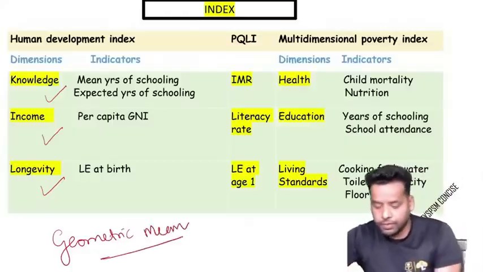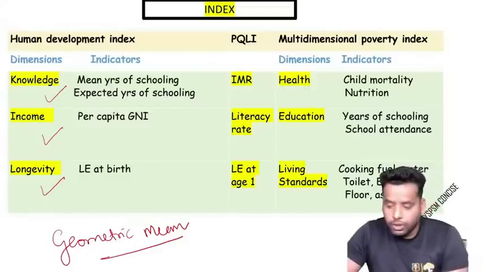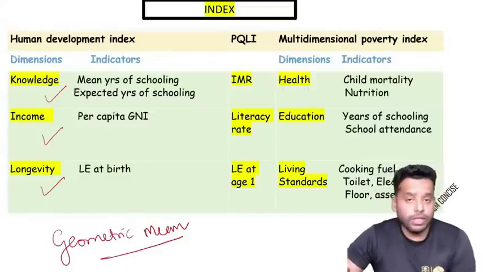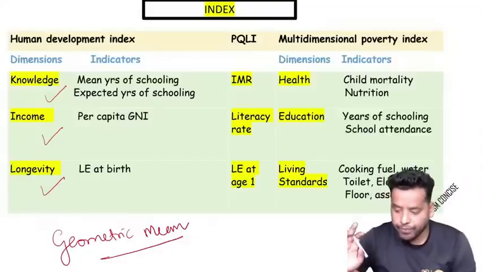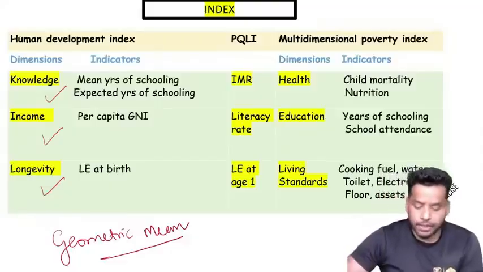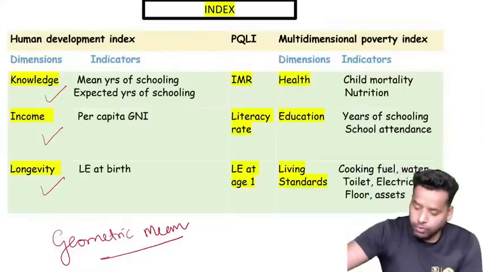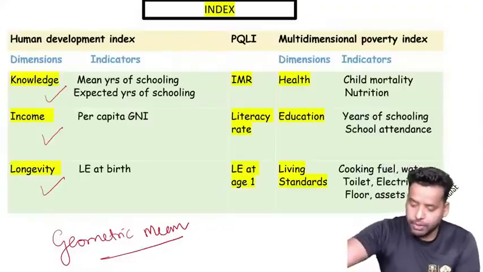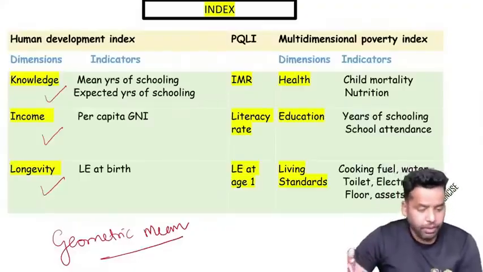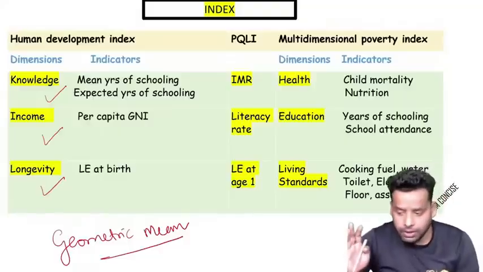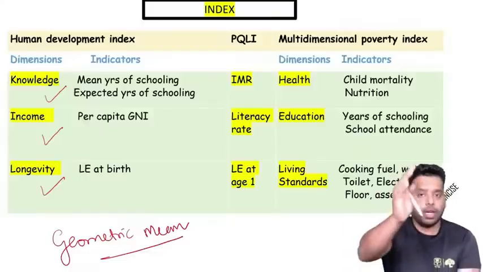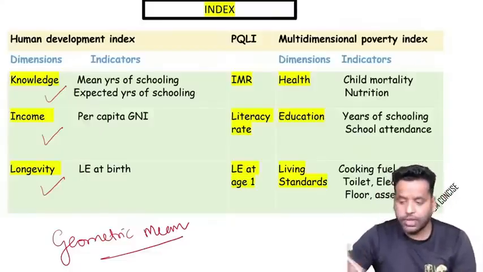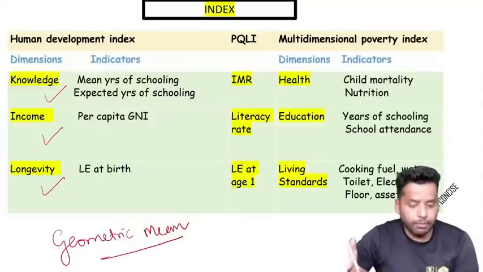True or false? Next question. Human Development Index is geometric mean. True or false? True. Always keep in mind, I will ask this question. Every dimension is given equal 1/3 importance, and then when I calculate mean, it is geometric mean.